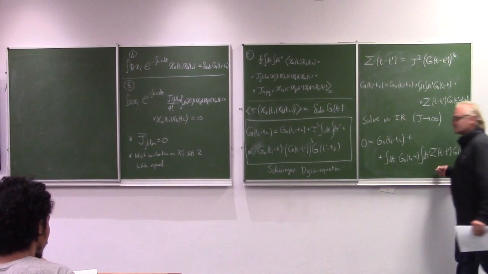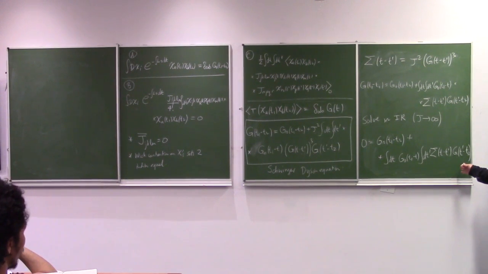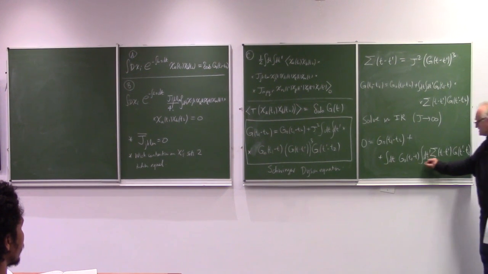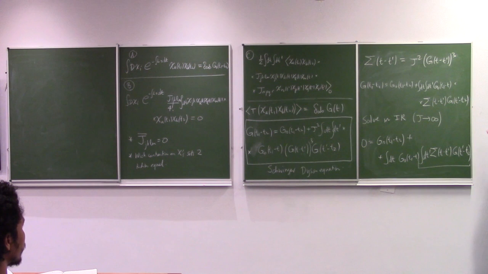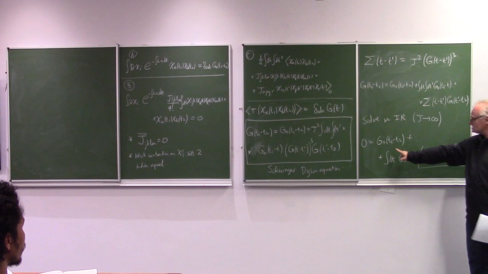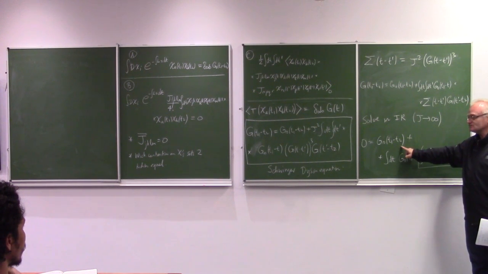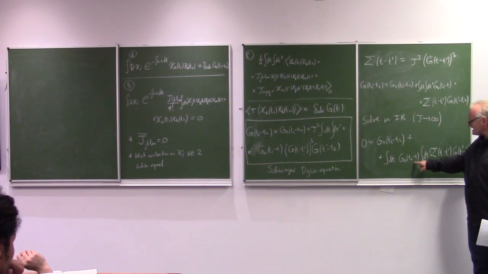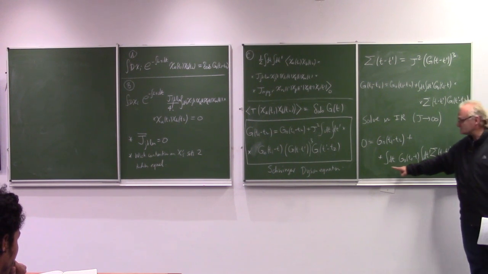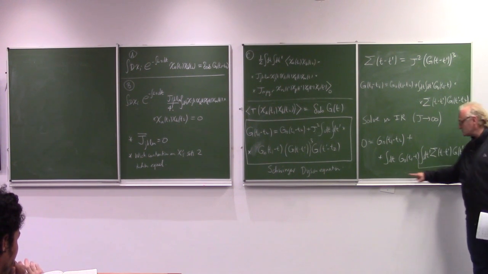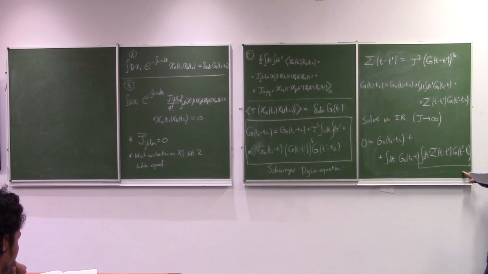Okay, can anyone tell me how to solve this? What should this be? G naught T1 minus T2. G naught T1 minus T. We've got an integral over T. What should we set this equal to? Minus the delta function. Perfect.